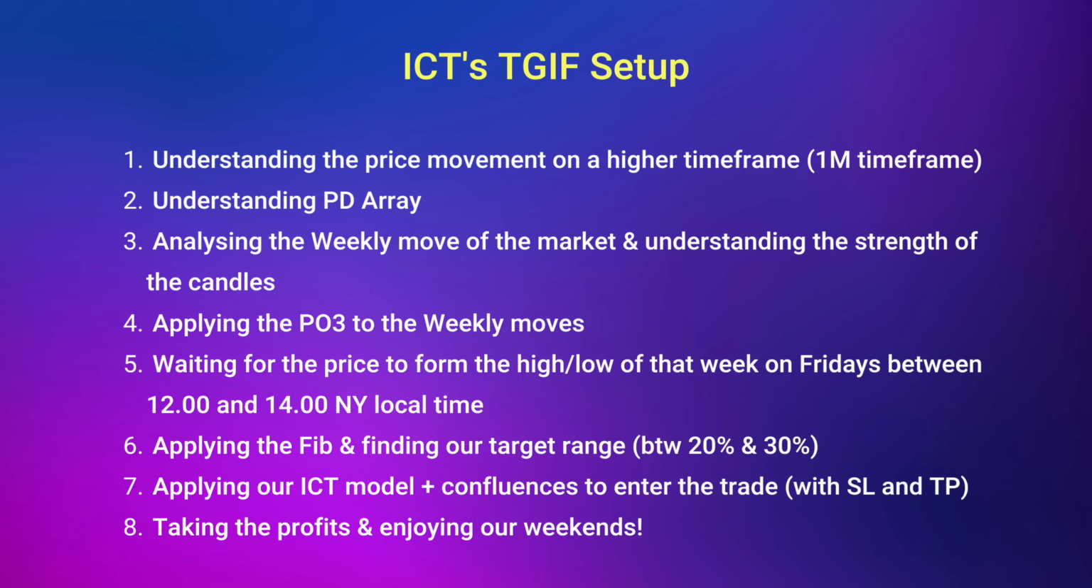New York local time. Number six, we need to apply the Fibonacci and find our target range, which is going to be between 20 and 30%. Number seven, we need to apply our ICT model and the confluences in order to enter the trade. And when we enter the trade right away, we are also going to set up our stop loss and our take profits. And last, we need to take the profits and start enjoying our weekend.